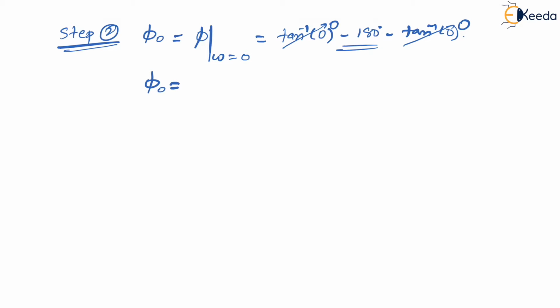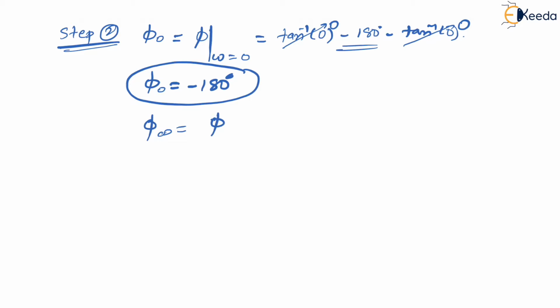What does this mean? That phi 0 is going to be minus 180 degrees. Very easy. Now let us find phi of infinity. Phi of infinity is equal to what? Yes, it is going to be phi at omega equal to infinity, which is equal to what? Yes, let us put that.